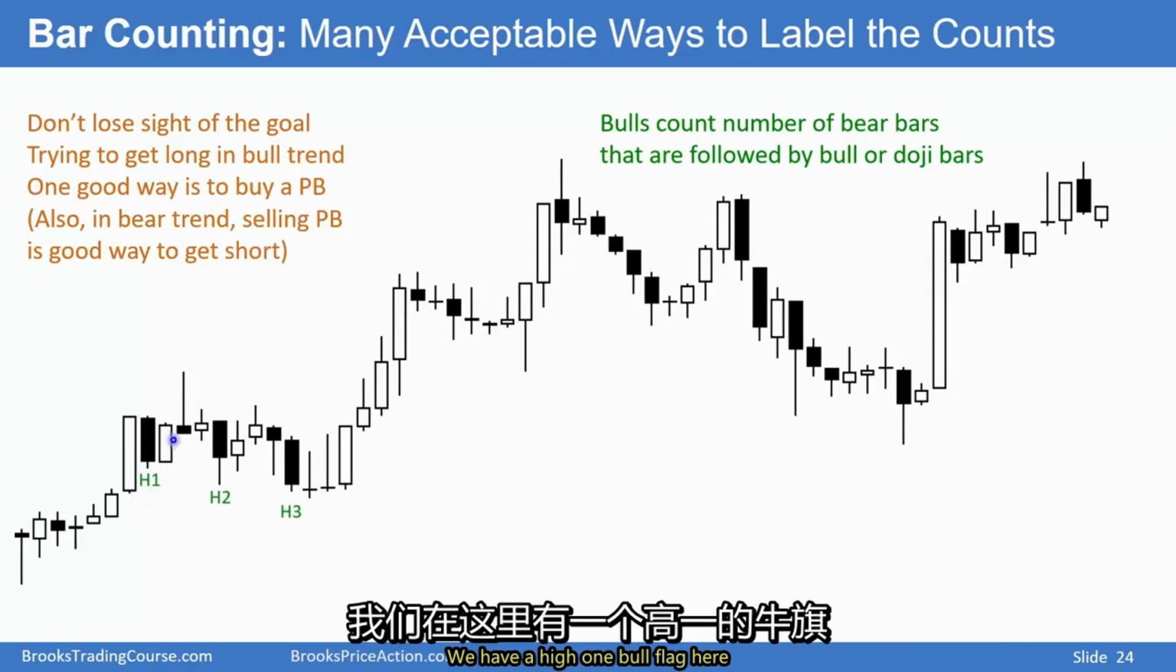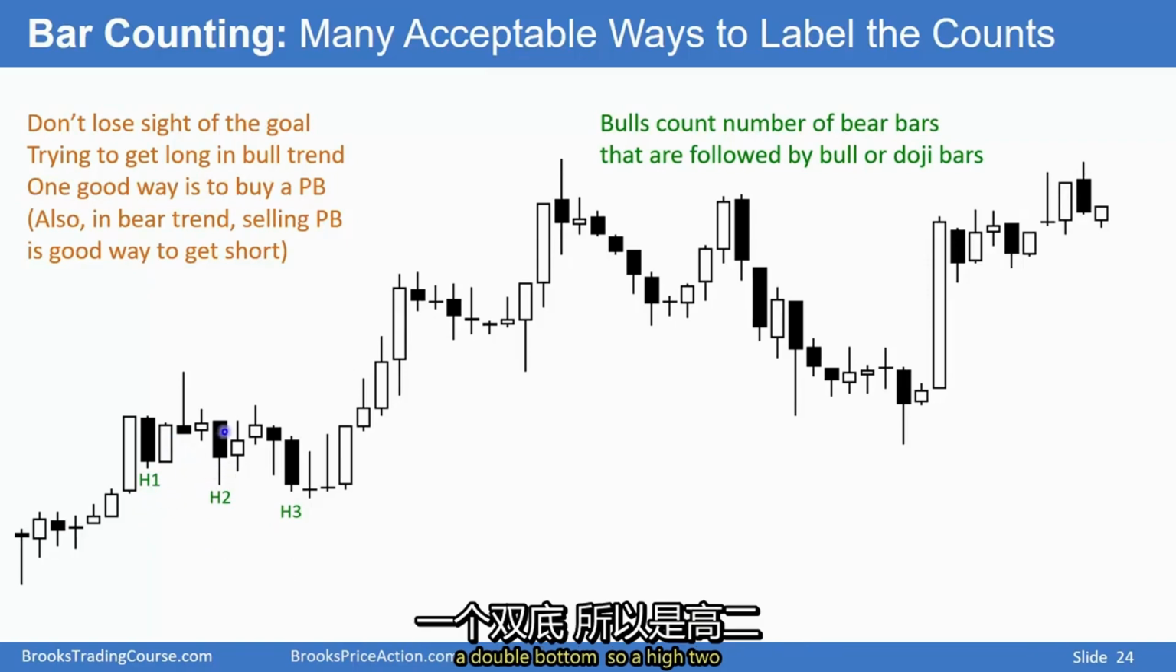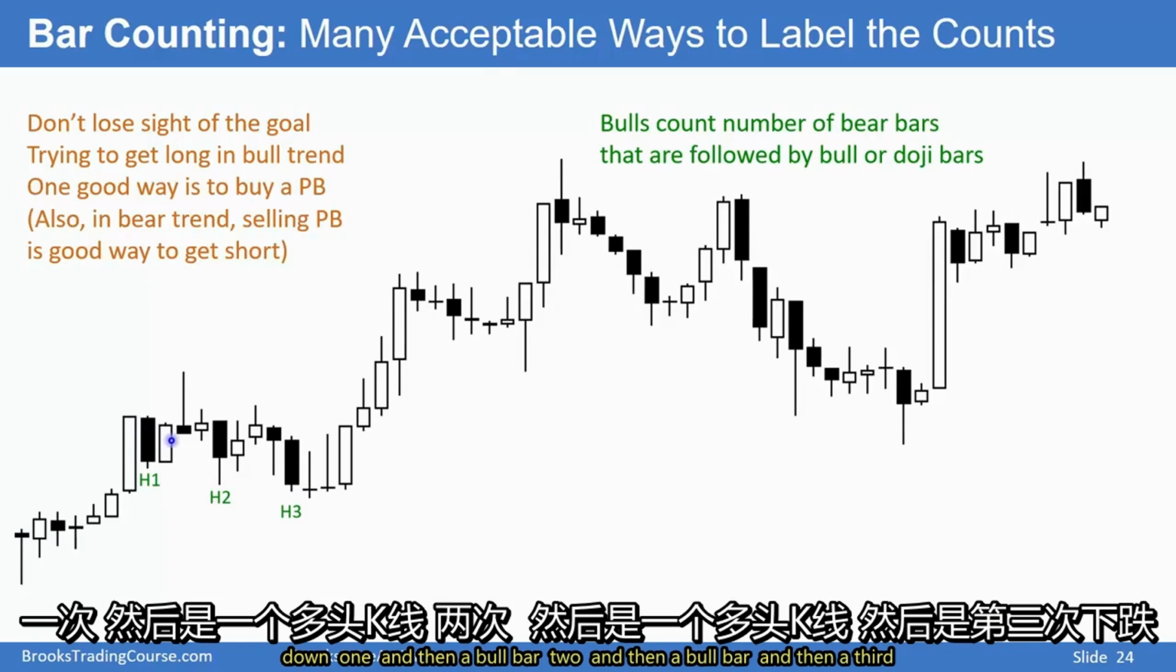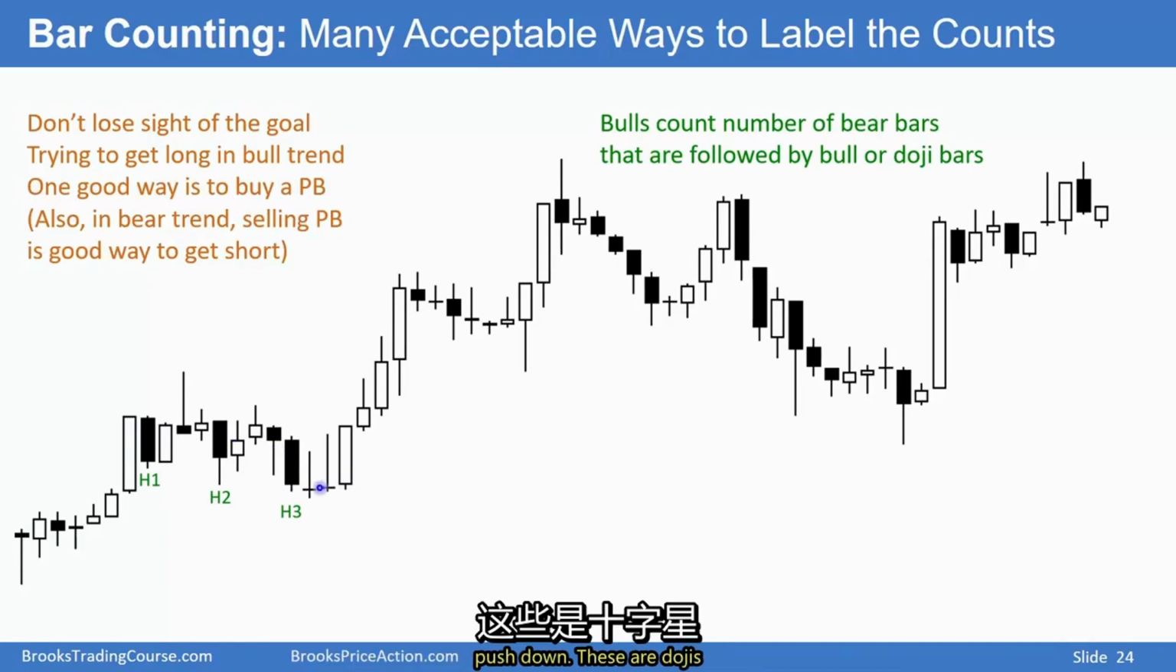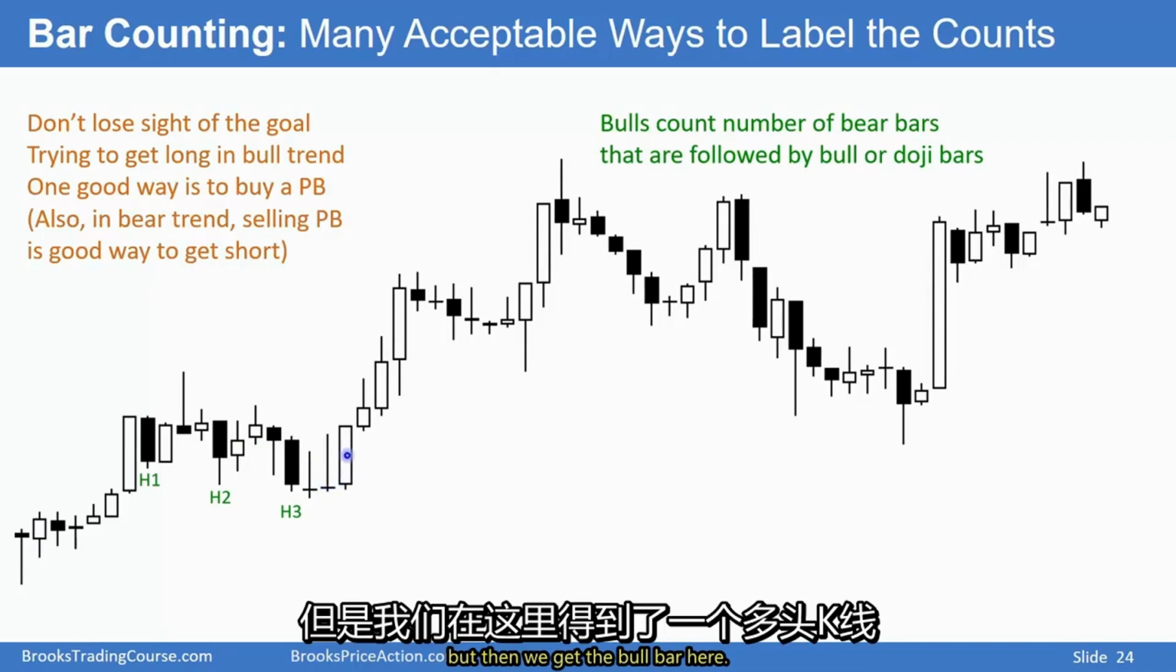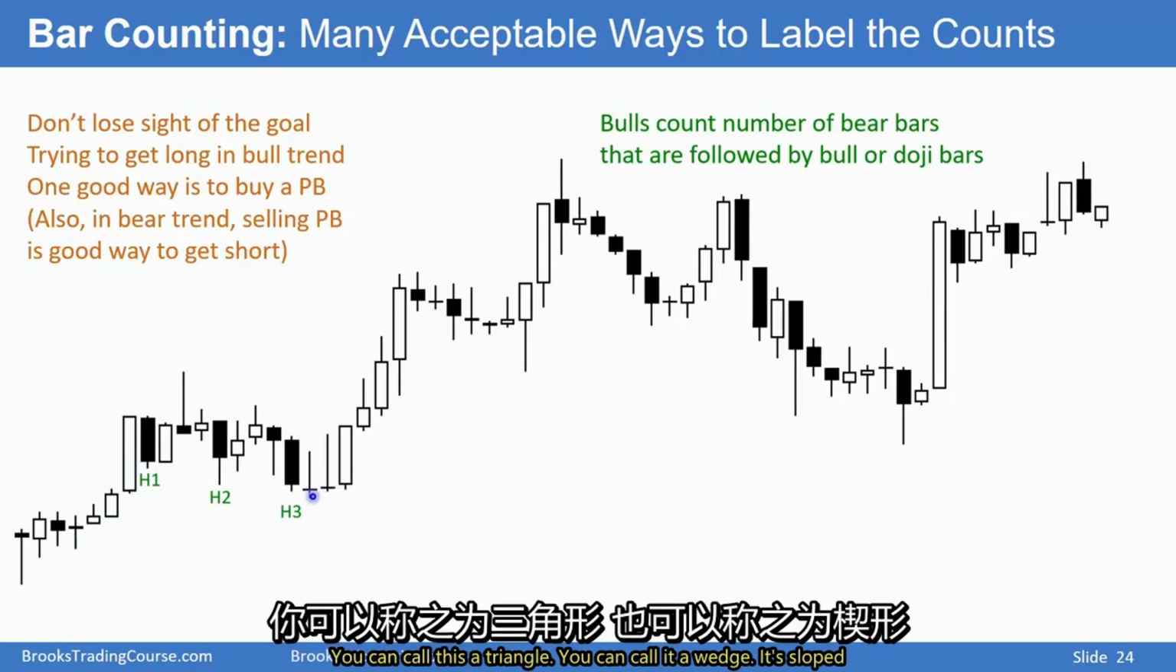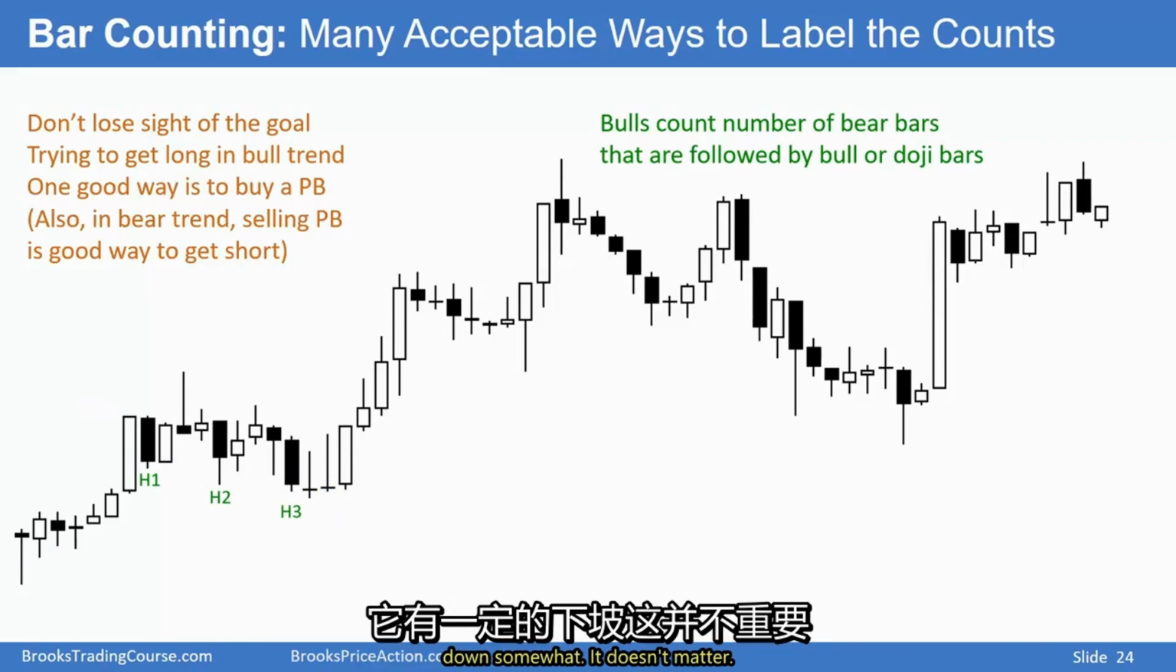We have a high 1 bull flag here, a double bottom, so a high 2, and now we have 3 pushes down, 1 and then a bull bar, 2 and then a bull bar, and then a third push down. These are dojis, but then we get the bull bar here. You can call this a triangle, you can call it a wedge, it's sloped down somewhat, it doesn't matter.